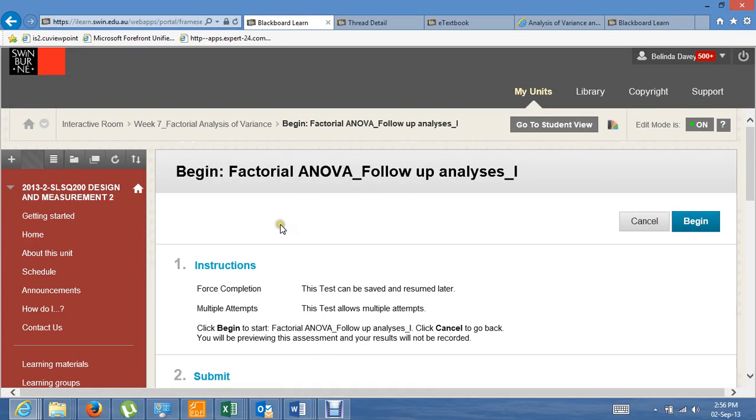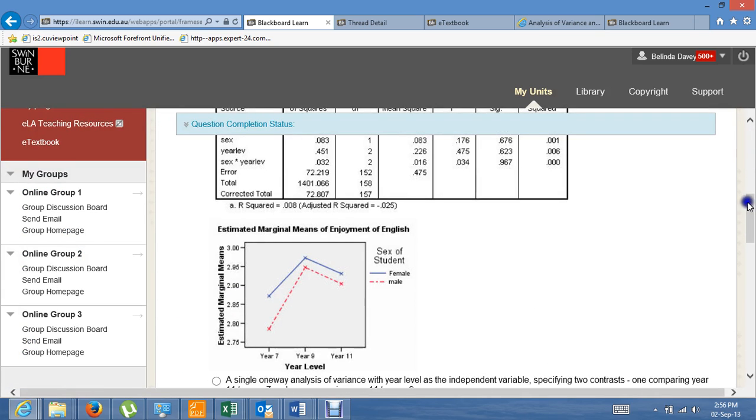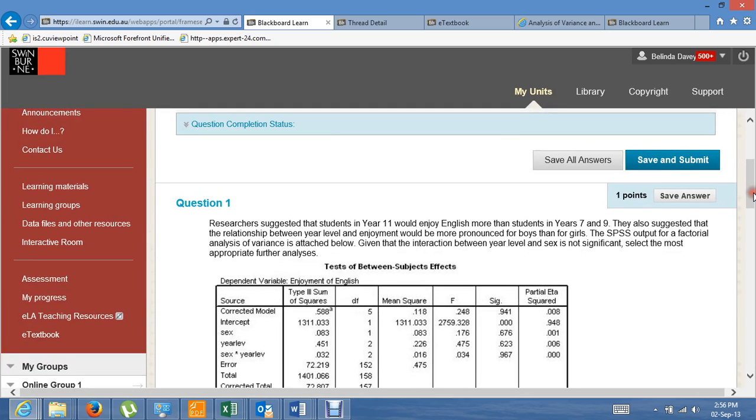Okay, so I'm also going to explain the results for the quiz in week 7 of the interactive room, factorial ANOVA follow-up analysis number 1. Alright, so we start with: researchers suggested that students in year 11 would enjoy English more than students in years 7 and 9.